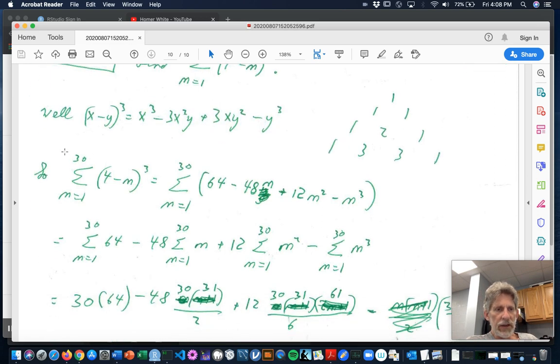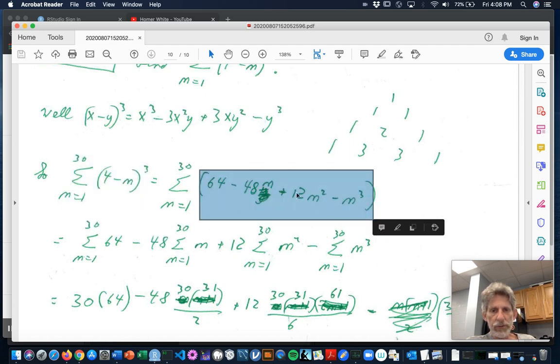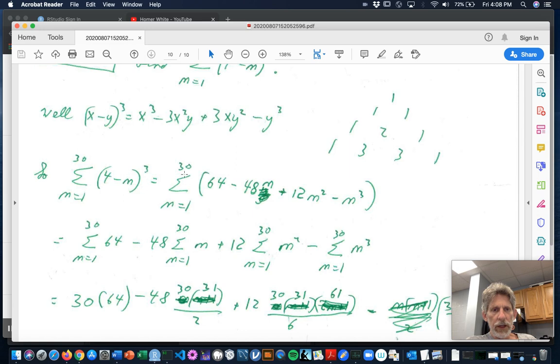So if I need this, I should look at the cubing out. And so here the x is a 4, 4 cubed is 64. 3 times 4 squared is 3 times 16 is 48. And then here's my y to the 1. My y is the m. And then here is a 3 times my x, 3 times 4, and my y squared, m squared. And then we're rounding off with the minus y cubed part.